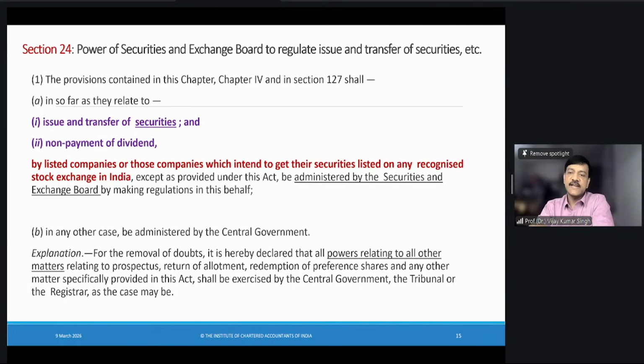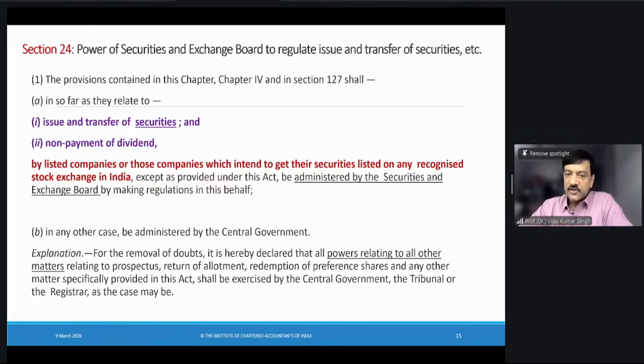So you can see here what it is trying to say. It is trying to say any company which is listed on a recognized stock exchange or is willing to list on a recognized stock exchange, then also this will apply. Okay. It will be administered by the Securities and Exchange Board of India with reference to issue and transfer of securities and non-payment of dividend. These are the two matters which will be dealt with by the Securities and Exchange Board of India. In any other case, these things will be administered by the central government. And when we say central government with reference to the Companies Act, we are referring to the Ministry of Corporate Affairs.